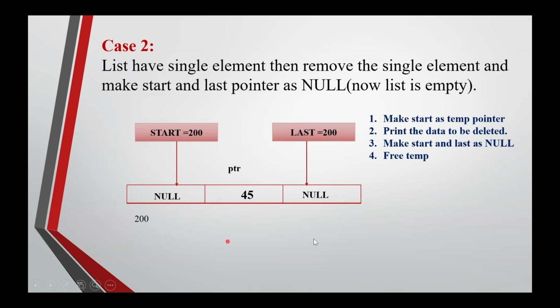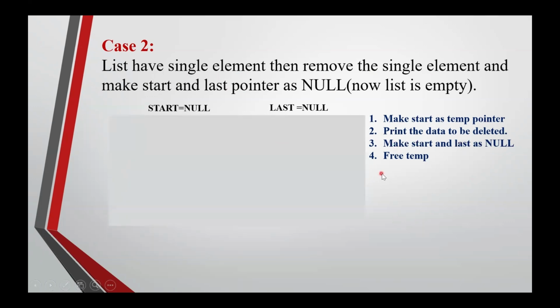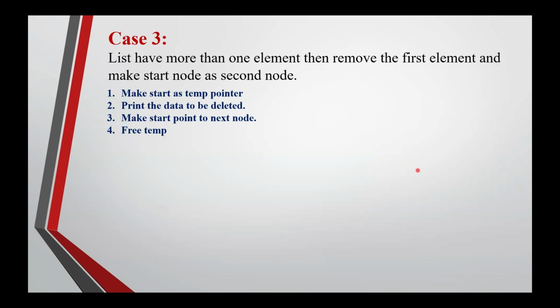Why? Because after deletion there is no element. So what is the procedure? First we make a temp pointer point to the start. Then we print the data to be deleted, and then make the start pointer as well as the last pointer null. So this is the step we have to follow.